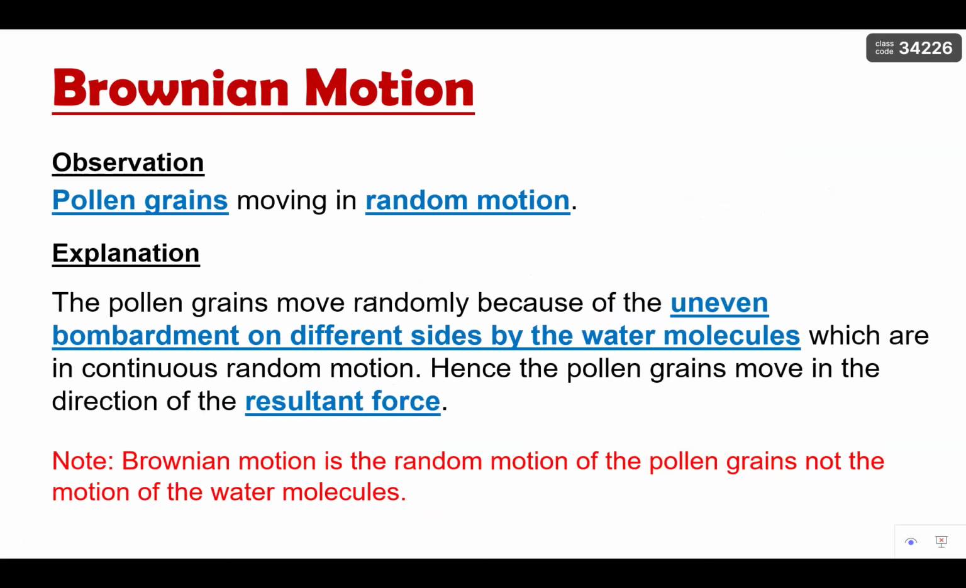So the pollen grains again move because of uneven bombardment on different sides by the water molecules. Because the water molecules are in continuous random motion, they will continuously hit the pollen grains. The pollen grains will always move in the direction of the resultant force, which is random. So again, Brownian motion is the random motion of the pollen grains, not the water. And why is it that the pollen grains move in a random direction? It's because of the random motion of the water particles surrounding it.